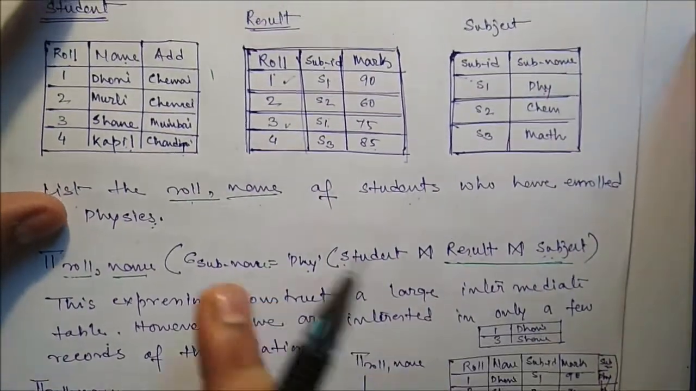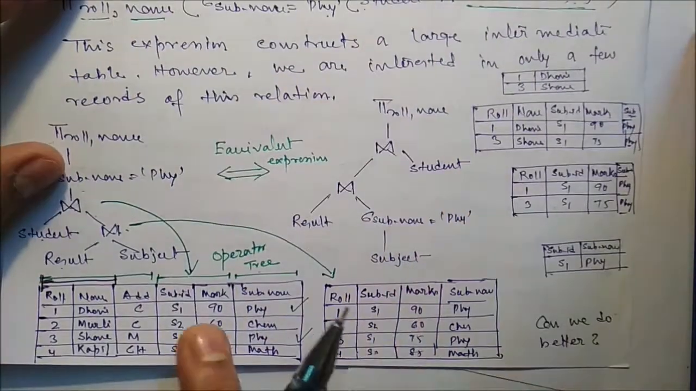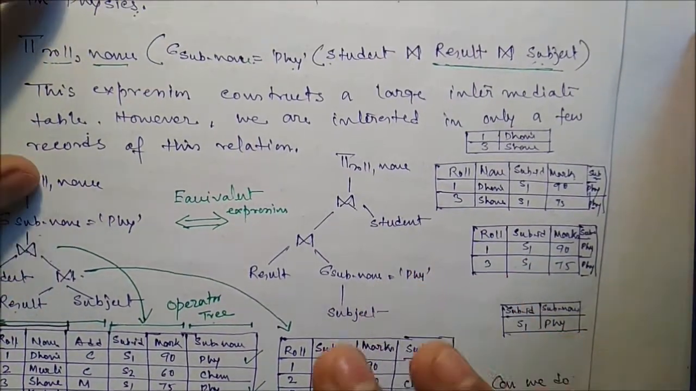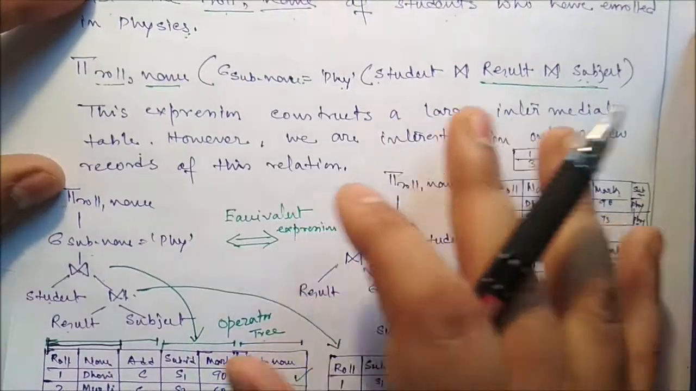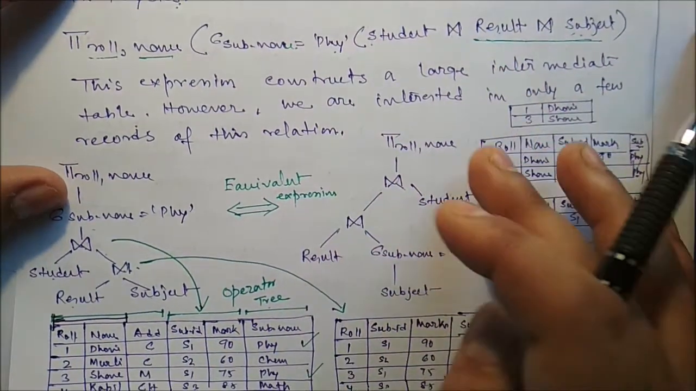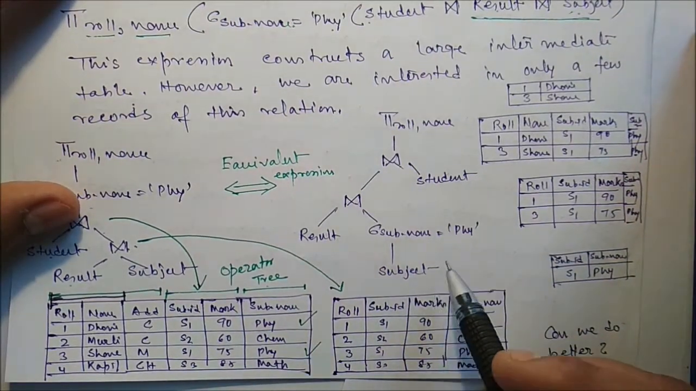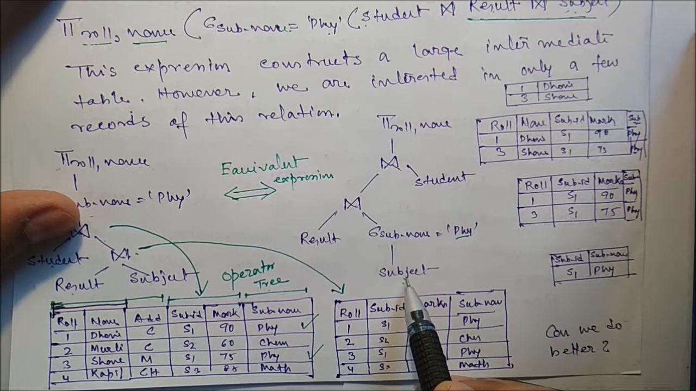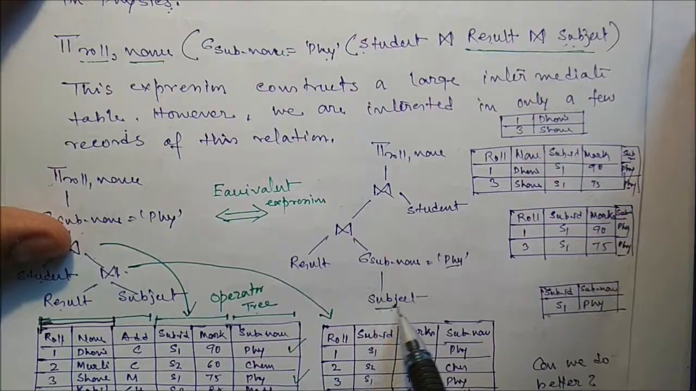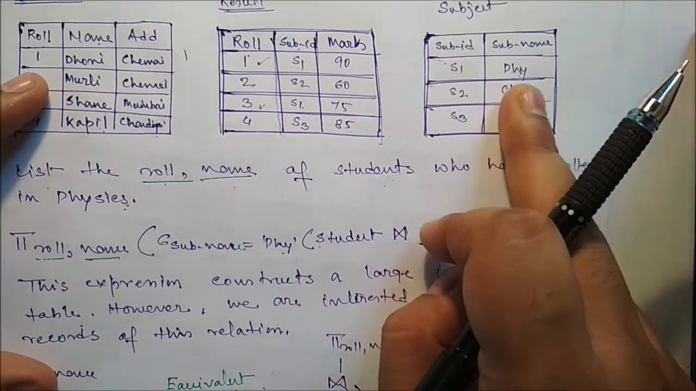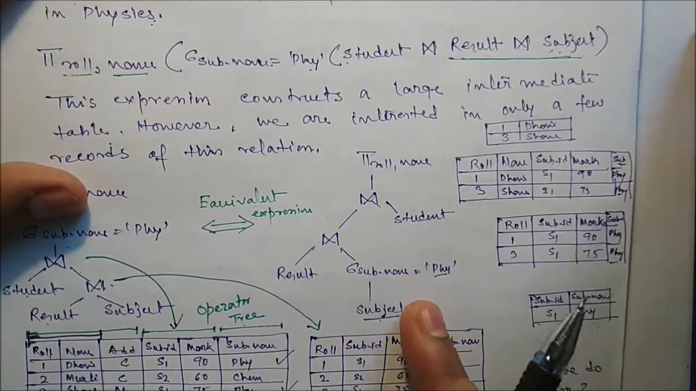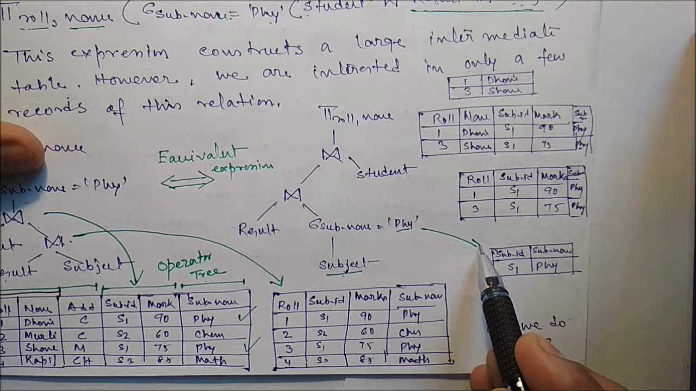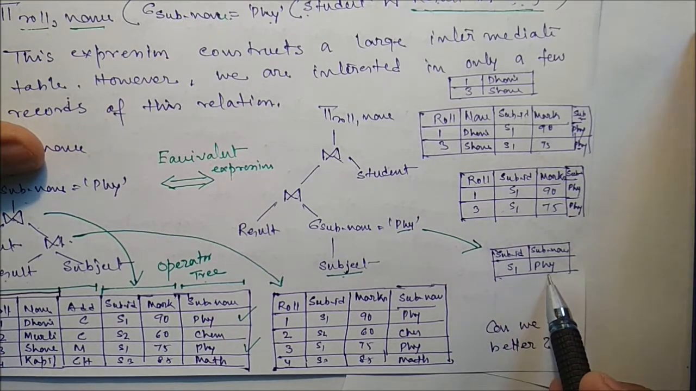So this is the query, this is the relational algebra, this is the operator tree, and these are the intermediate results. Now we can get the same result if we execute it this way. First of all, select the subject name physics from the subject table. Are you getting this? In the subject table, subject ID and subject name are there, but we are interested only in physics. That means it will create one intermediate table with subject ID and subject name.